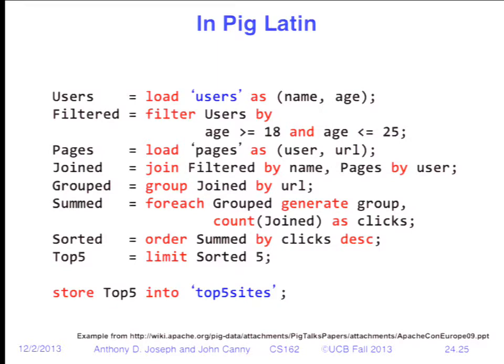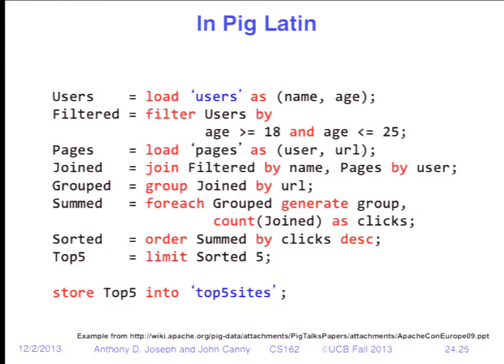Very simple. This is exactly the steps that I just talked about, right? You load the users, that's name and age tuple. You filter the users by age between 18 and 25. You load the pages as user and URL. You're going to do a join across that, filtered by name and pages by user. And then you're going to group all the URLs that are identical. And then for each of those groups of URLs, you're going to count the size of that, the cardinality of that. Then you're going to sort that in descending order, and then take the top five and store top five into top five sites.